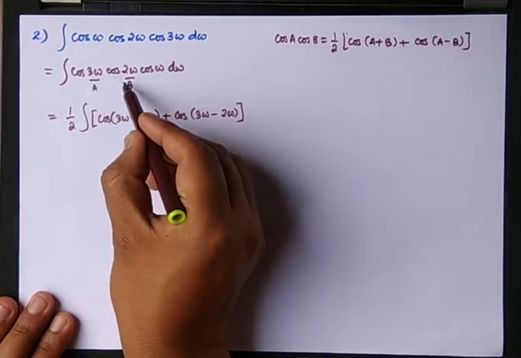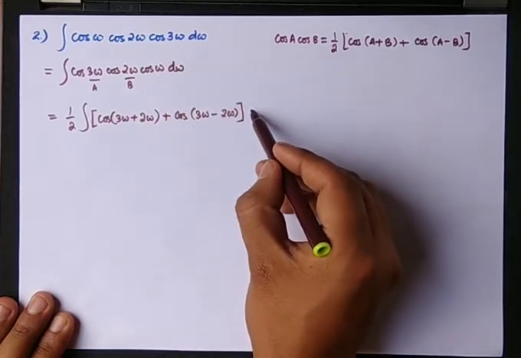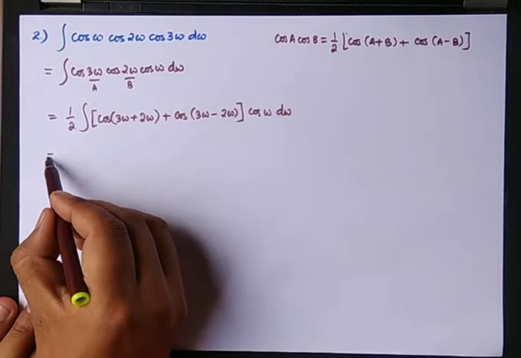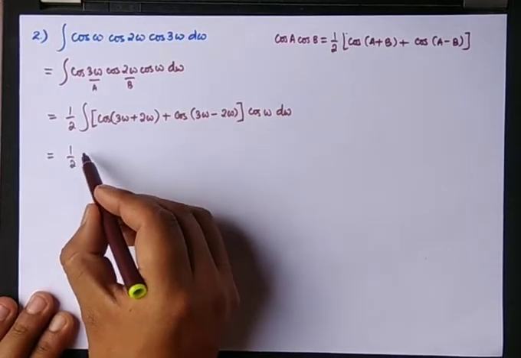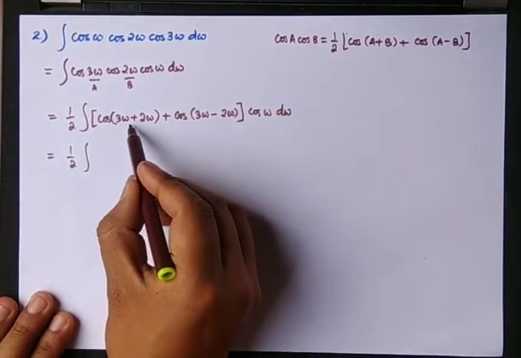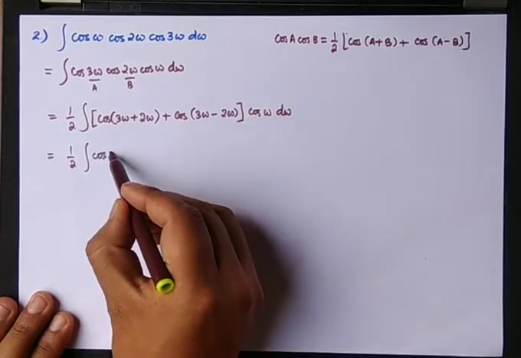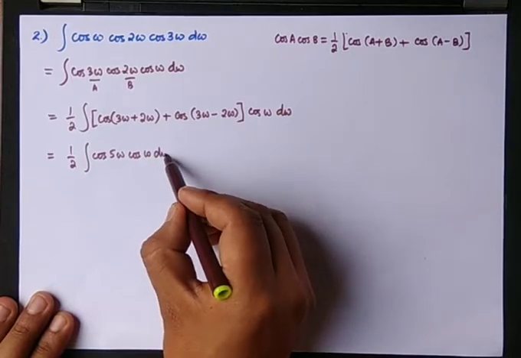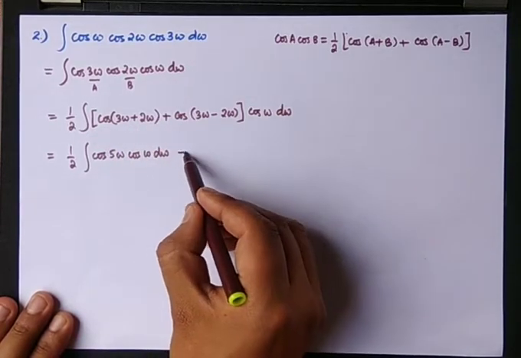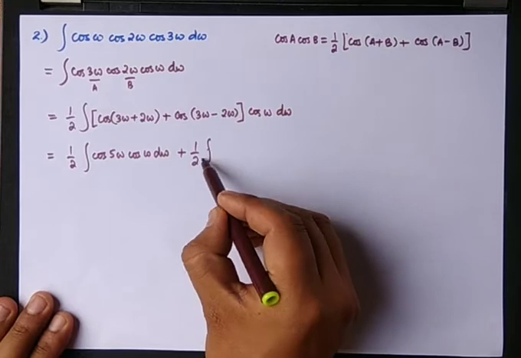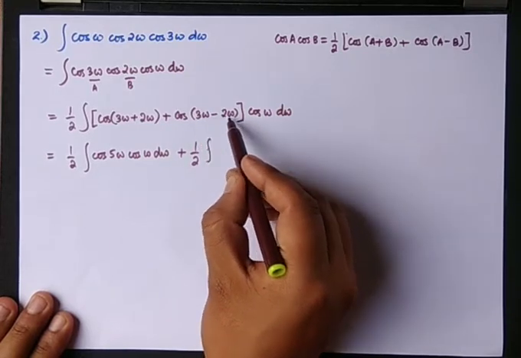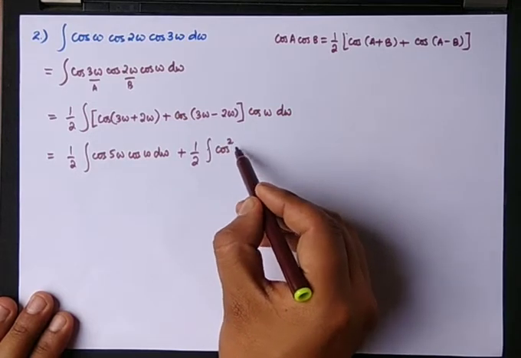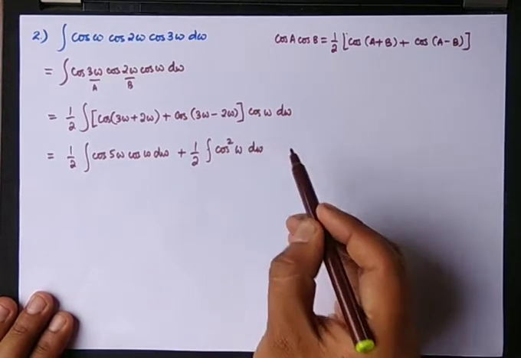Okay, so this is the cos A into cos B formula. So we have still got cos omega left with us. Fine. So let me open the bracket now. Then we have cos 5 omega into cos omega, so cos 5 omega into cos omega d omega. So half into this becomes half. So we have cos omega, 3 omega minus 2 omega is omega. So cos omega into cos omega is cos square omega d omega.